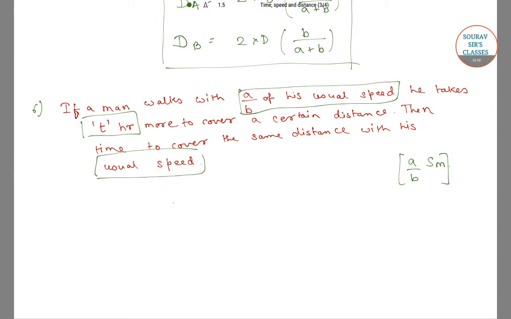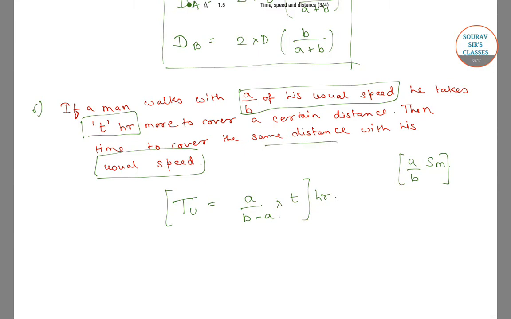So let us denote it by Tu. The time is equal to A divided by B minus A into T hours. So this is the formula for the time taken by the person to cover the same distance with his usual speed.